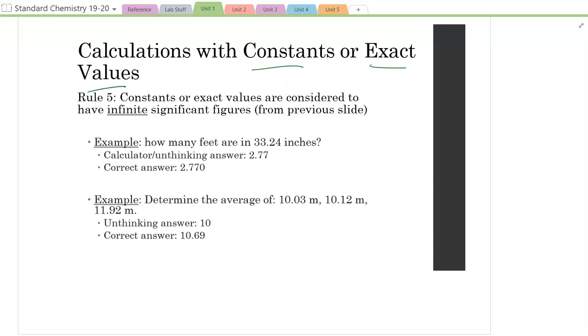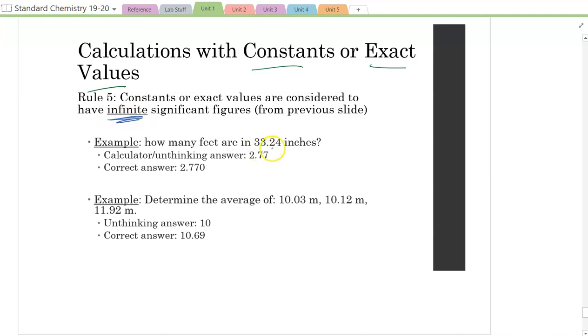So constants and exact values are a little bit different because these are not ones that we measured. We didn't have to use a device and do any kind of estimation. It's just a defined value. So this is one where we saw from much earlier that if we do have calculations involving these, they always have infinite sig figs. And so this is one where you can just basically ignore how it affects your numbers in the end.